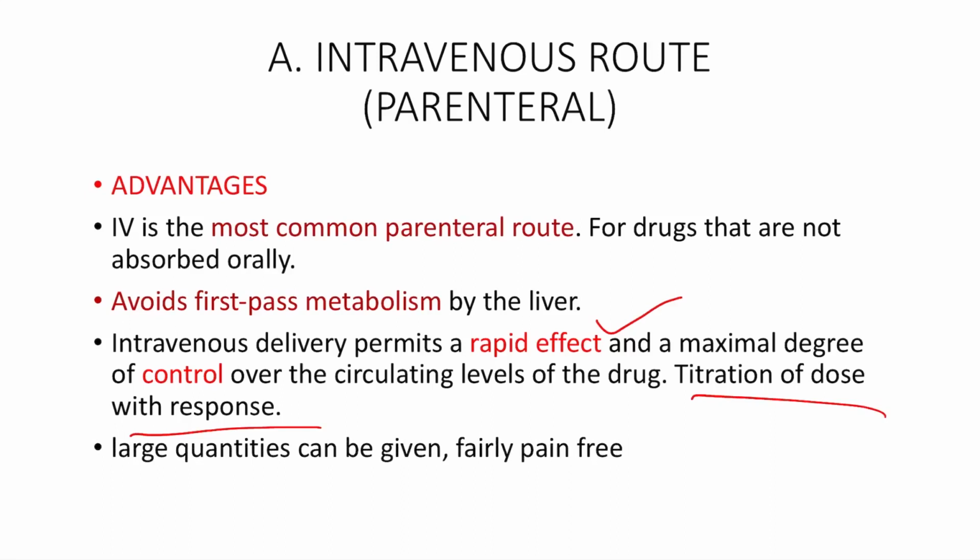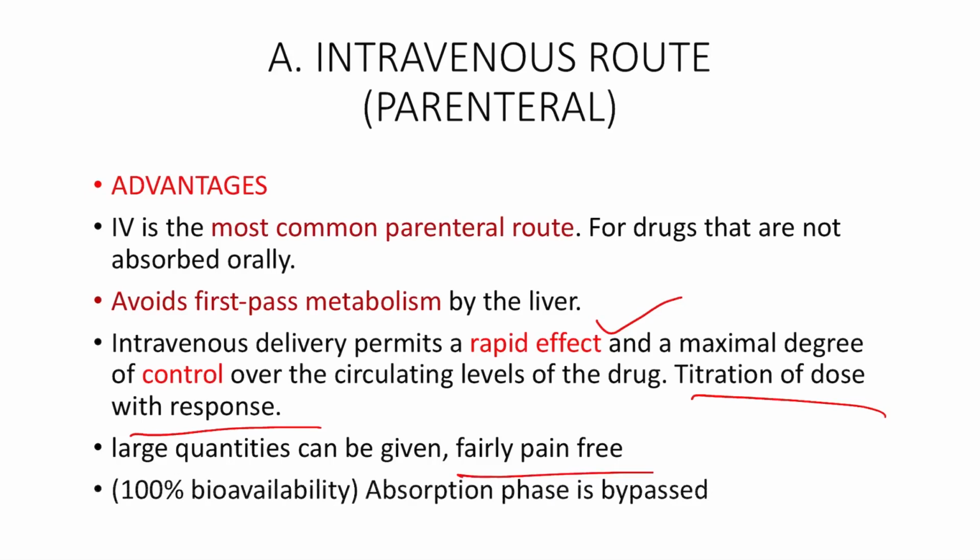Even if we need to give a larger quantity of drugs, we can provide it, for example in case of blood loss, or in case of fluid loss, for example nausea, tremendous vomiting, tremendous diarrhea. We need to infuse a larger amount of fluid. We can infuse those fluids or a drug with comparatively less pain. And obviously the drug directly reaches the systemic circulation, so 100% bioavailability. And the absorption phase, which is mainly a big hindrance in the oral route, is bypassed.